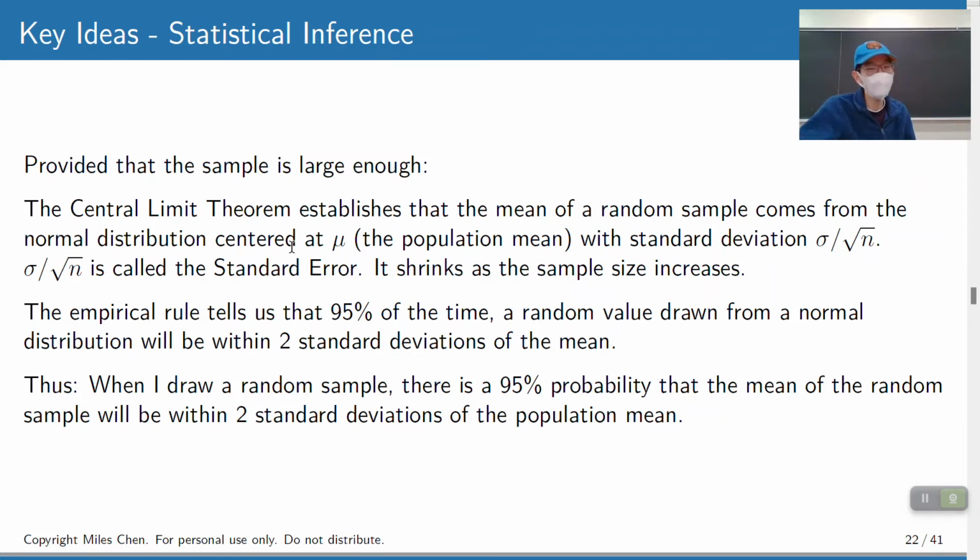But okay, so the central limit theorem says the sampling distribution will have the same mean as the population mean, mu, and standard deviation sigma over the square root of n. Sigma over the square root of n, we call that the standard error. And because n is in the denominator, it's going to shrink as your sample size increases. Okay, and I think that makes intuitive sense.